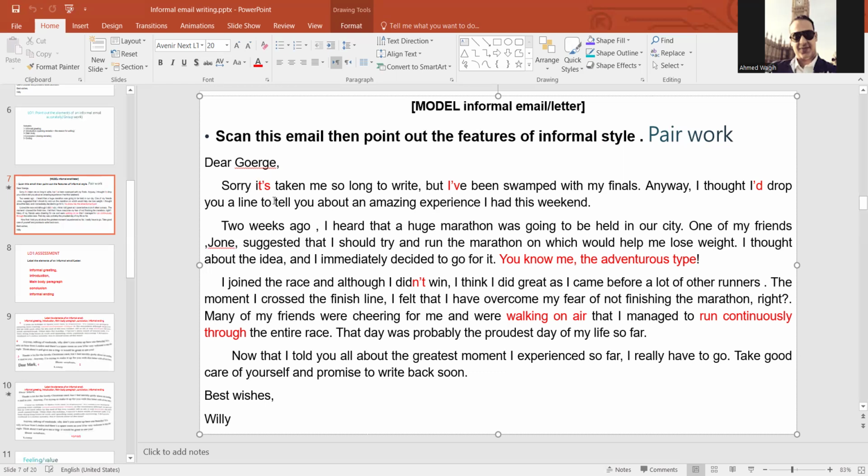Let's look at the language. Short forms like it's, I've, and but. But here is what? An informal linking word. You know me is personalization. Didn't, informal. Walking on air, figurative language. Okay.